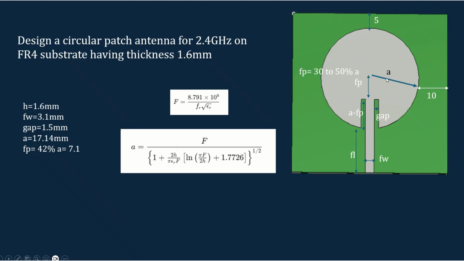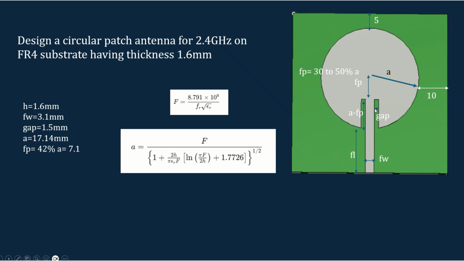So we have calculated the radius, and the next step is finding out this FP, that is the distance from the center to the feed point. So FP is usually 30 to 50% of the radius. So I have taken around 42% of A, that is 7.1. I have optimized it, and if I take 42% of A, I'll be getting good matching. So FP is 7.1, and A minus FP is the distance of this point from the edge of the circular patch, so it will be A minus FP.